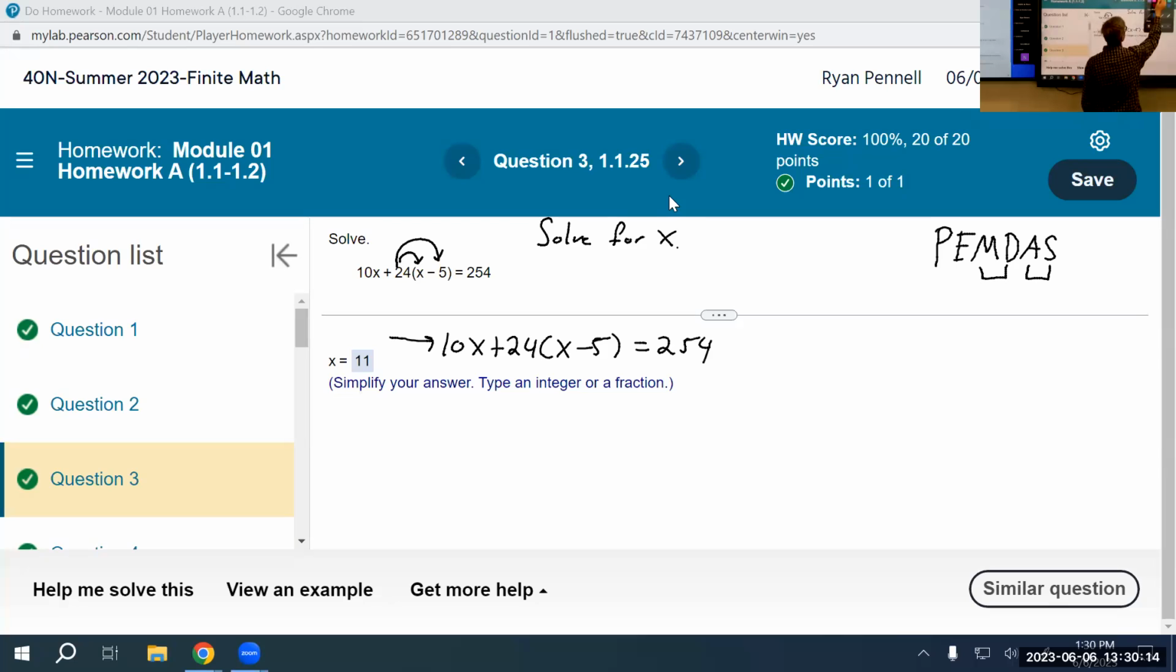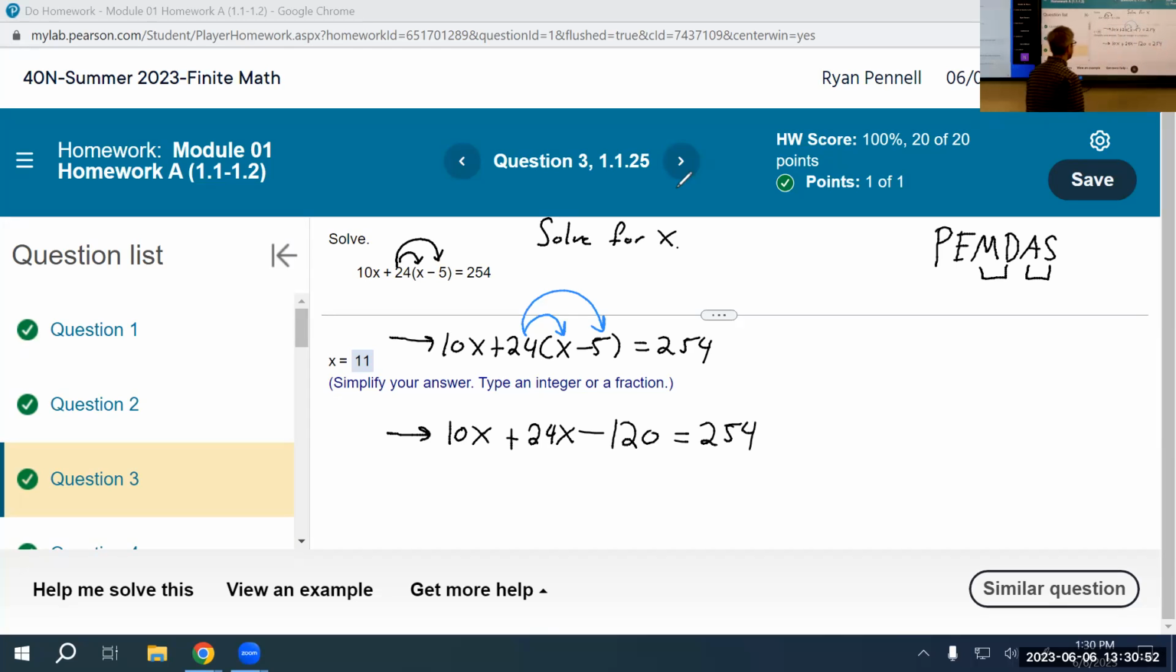What happens when you do something like that? Distribution law, real numbers. Well, when I do that, I'll get 10x, that was already there, and then 24x. Now 24 is a coefficient of the variable. And then we want to do 24 times negative 5. Well, 2 times 5 is 10, and 4 times 5 is 20, so 100 plus 20. I think that's negative 120. Check my arithmetic, though. 254.